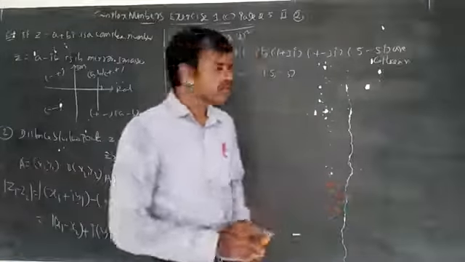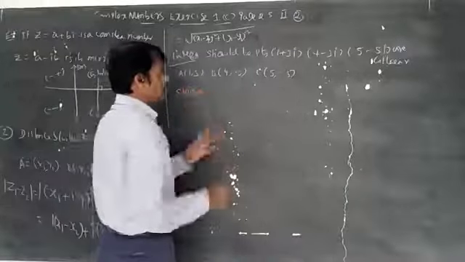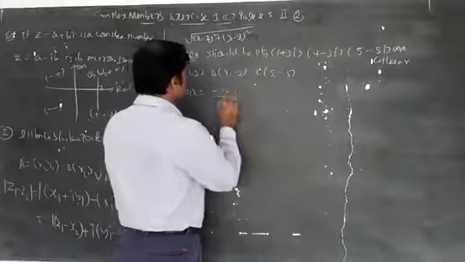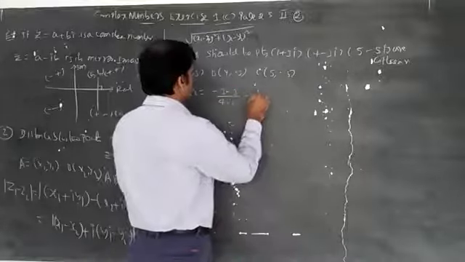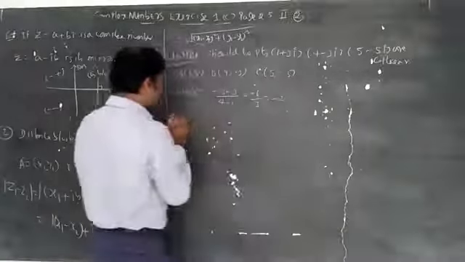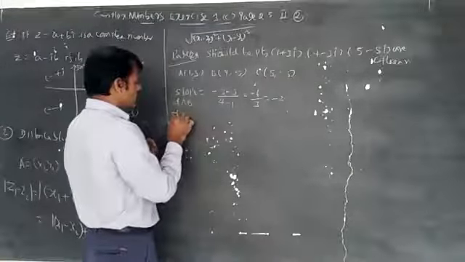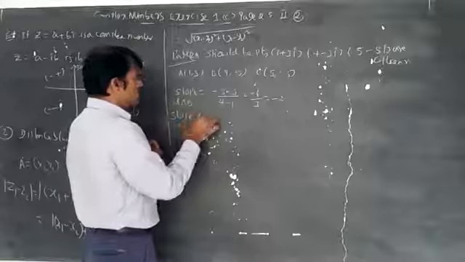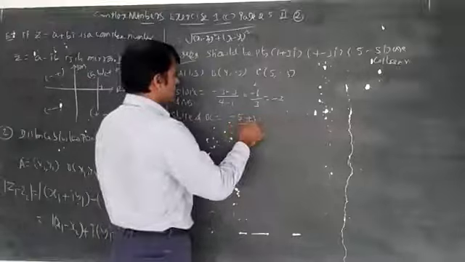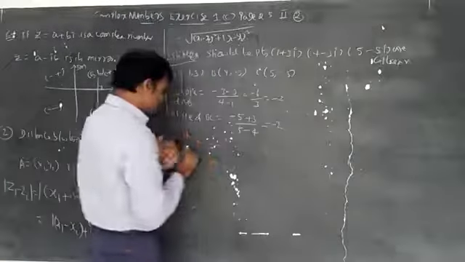Any method you do. Now, slope of AB, I am writing the slope formula: (y2 - y1)/(x2 - x1), directly you can write here. (-3 - 3)/(4 - 1), so -6/3, that is equal to -2. Slope of BC is equal to (-5 + 3)/(5 - 4), that is equal to -2.